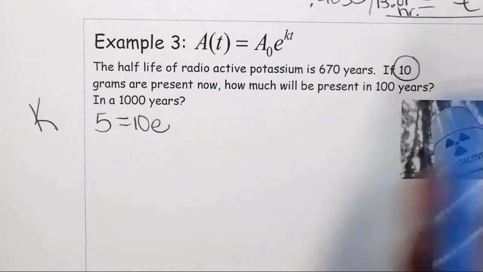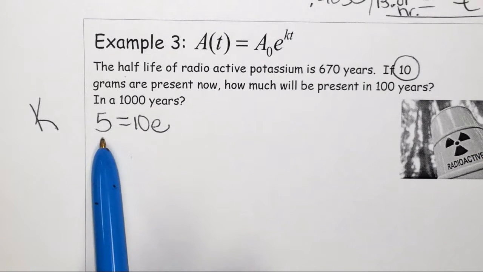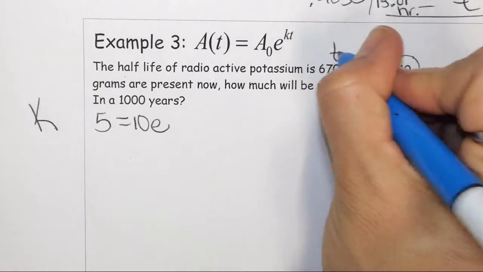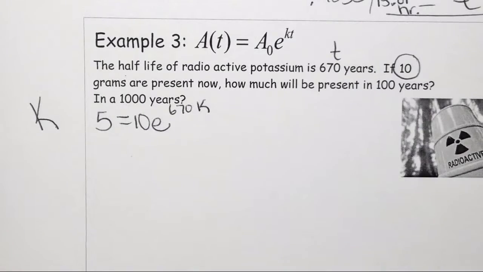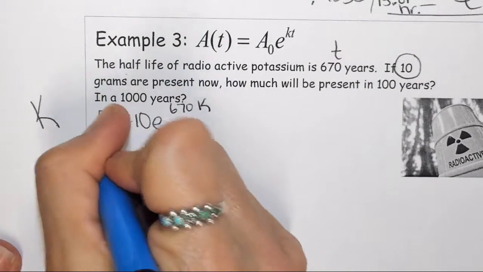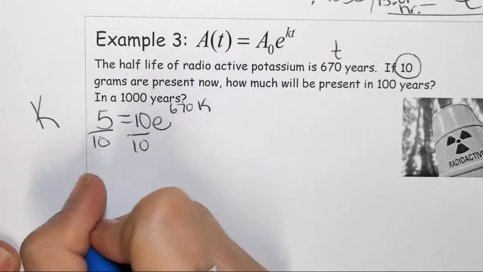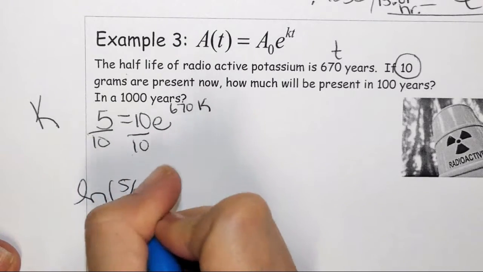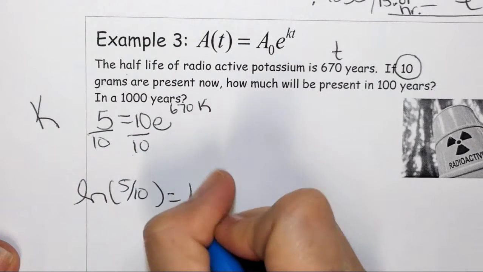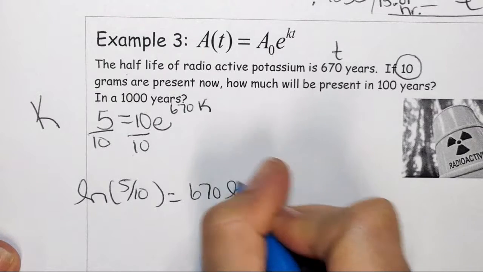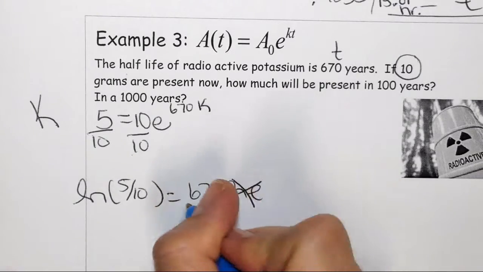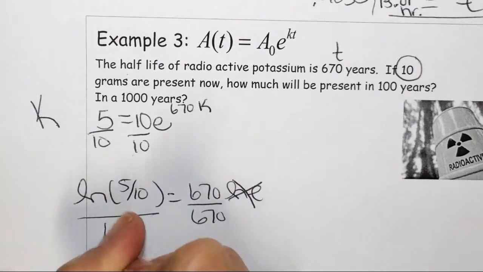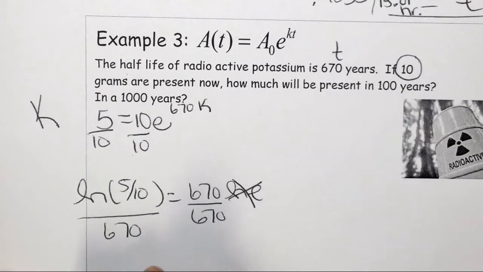I'm looking for K. So how long did it take me to get to the half-life? What is my t? 670. And I'm going to go solve for K. So again, we're going to divide and ln both sides. And then you're going to divide by the 670. And I want K.